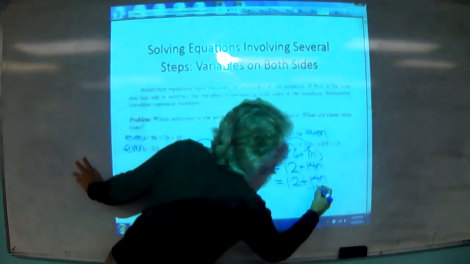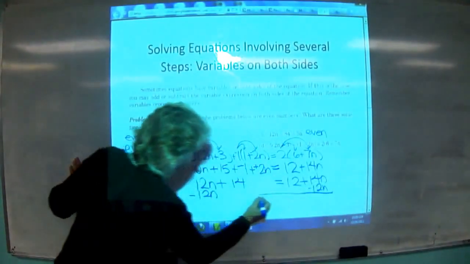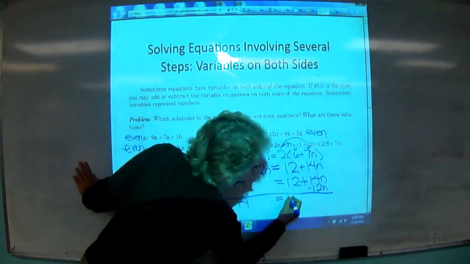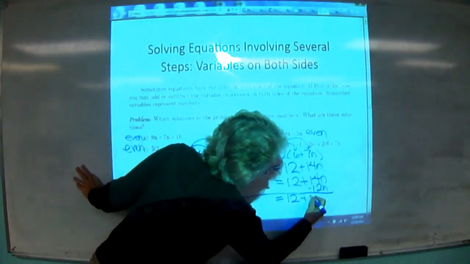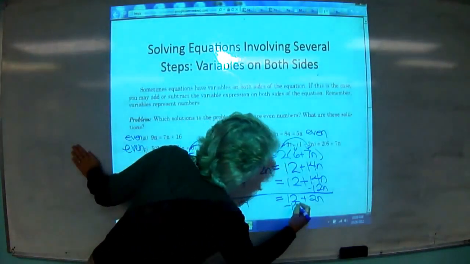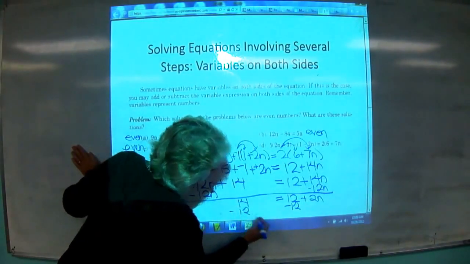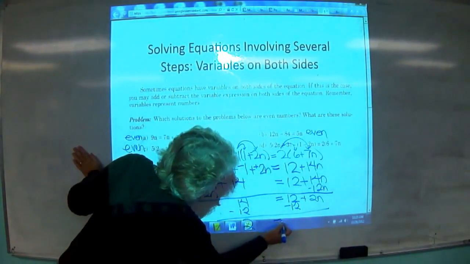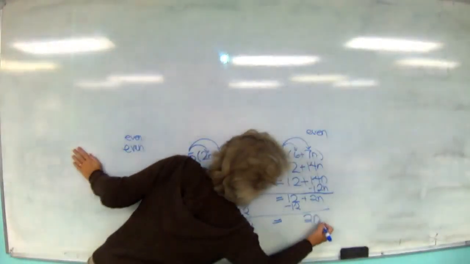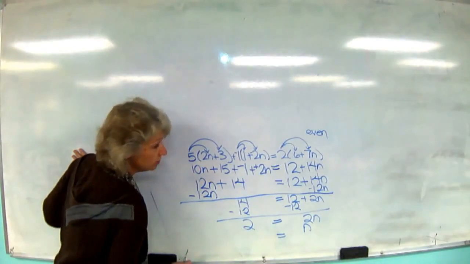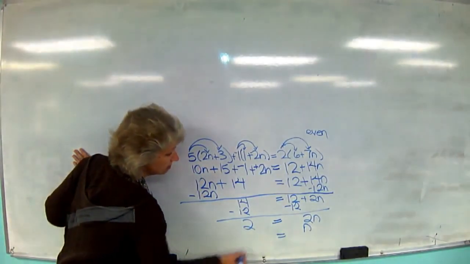Now does everybody see why I chose the 12 instead of the 14? So you can have a positive and not a negative. So I can have a positive and not a negative. Thank you, Kyle. Plus 2n. And then I'm going to add a negative 12 to both sides. Everybody with me? Yes. So 2 equals 2n. And n equals, 2 equals 2n, so n equals 1.